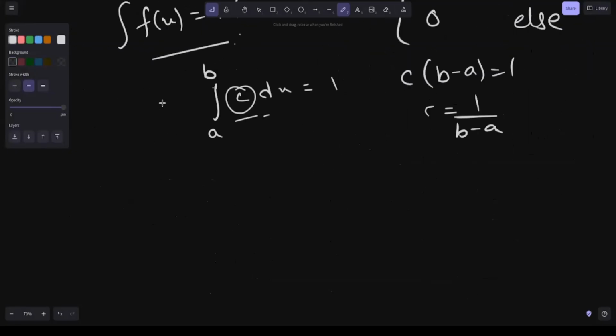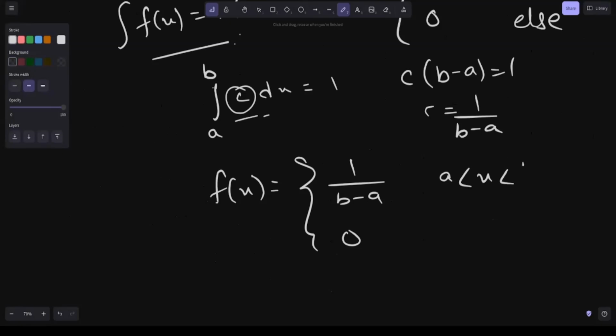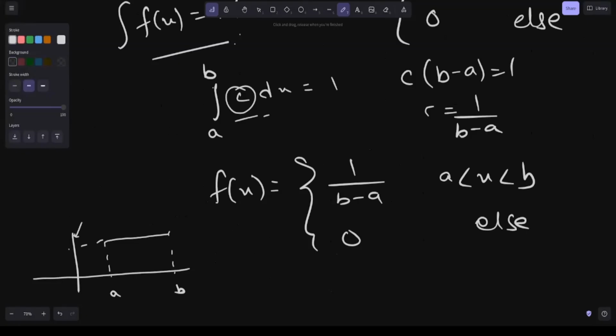So our updated f(x) should be 1 by b minus a between a and b, or else 0. So this should be our updated thing. The graph is something like this. This is between a and b, and this height is nothing but 1 by b minus a.